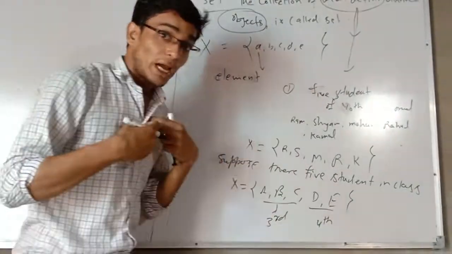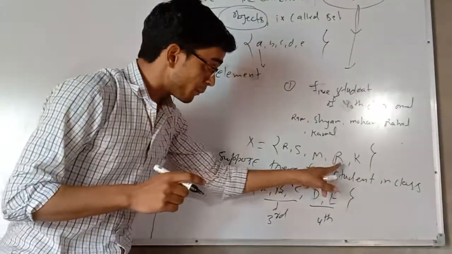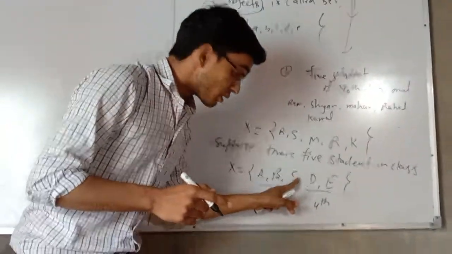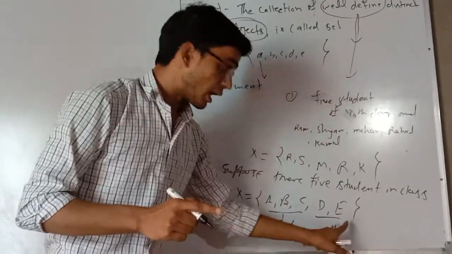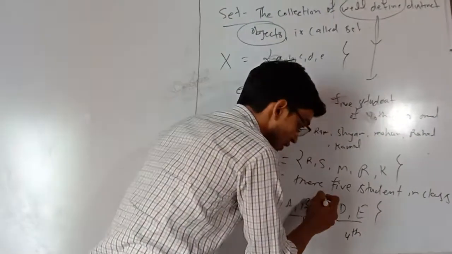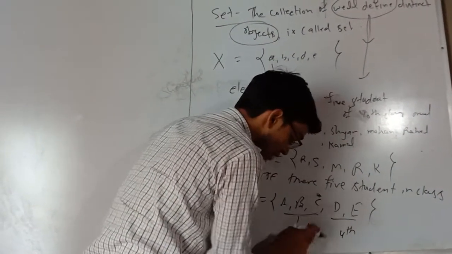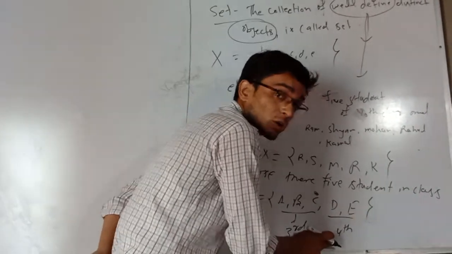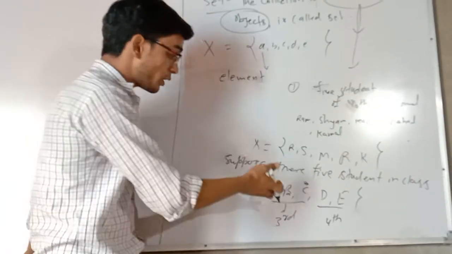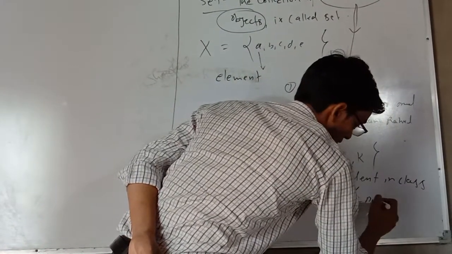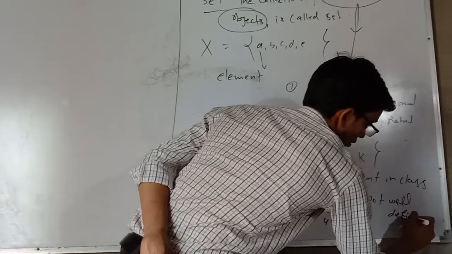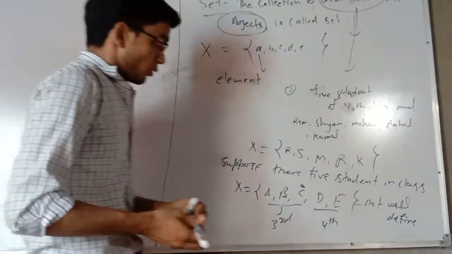But I am saying that here we can compare among them, but we cannot compare here. Why? Because A, B, C are of class third and D, E are of class fourth. So we cannot compare among them, because C is of class third but D is of class fourth. If all the students are in the same class, then we can compare among them. So therefore it is not well defined. So this is the meaning of well defined. Okay, so it is clear.